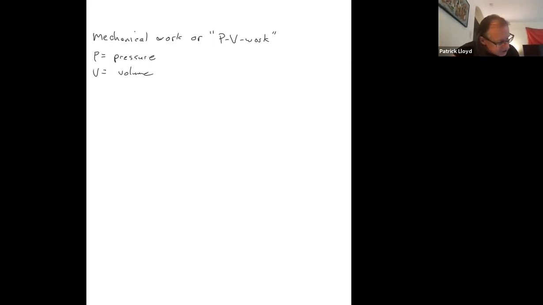That is based on this gas cylinder problem that we looked at last week. Remember, you have a piston holding the gas in a cylinder. So there's your piston.